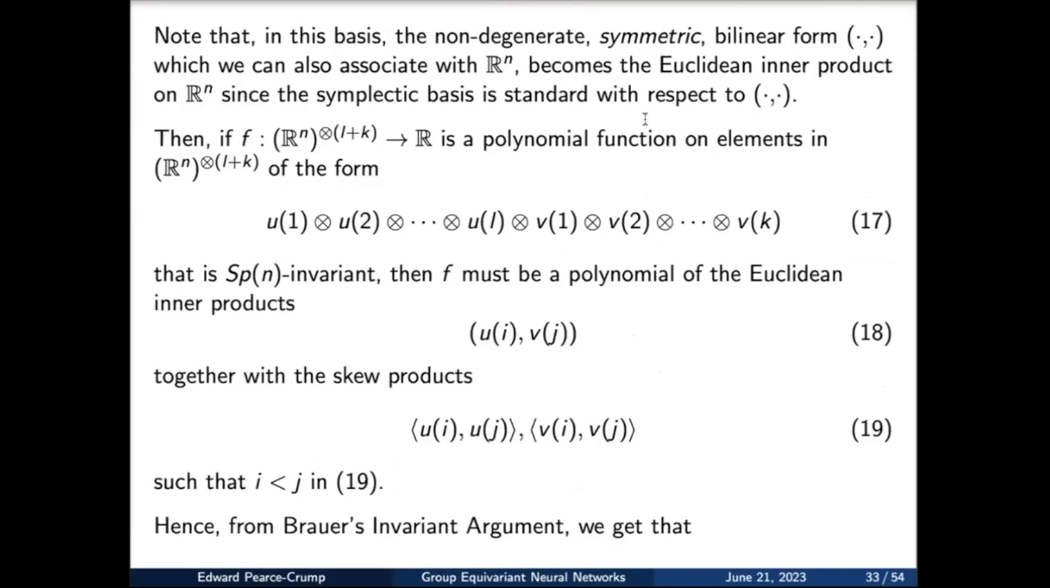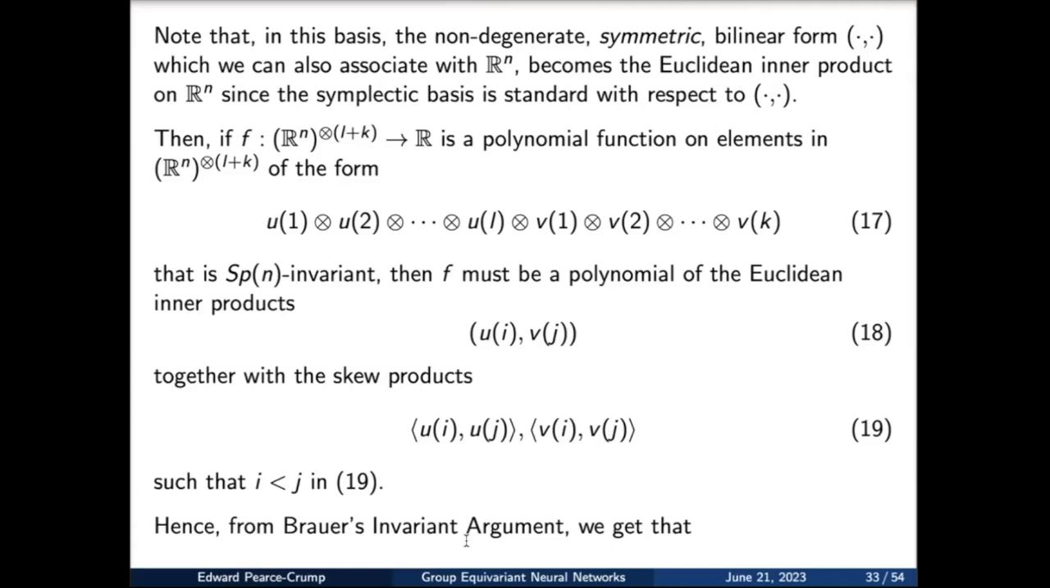So again, this is also looking complicated. As I said, if you actually pick the symmetric form with respect to R, and with that basis, this form would be the dot product. So what the theorem says for SPN is, again, we have another one of these functions from an L plus K order tensor to a zero order tensor. It's polynomial and it's SPN invariant. Then it must be polynomial in the Euclidean inner products where you're now pairing a U and a V, with the open brackets, and then with the angle brackets, you're pairing two U's and two V's.